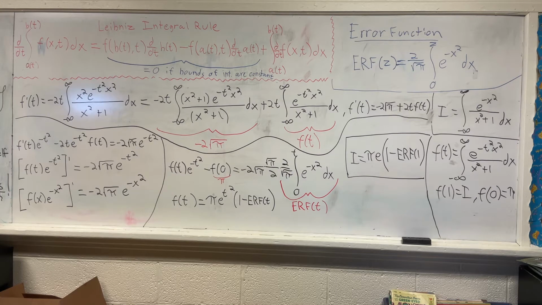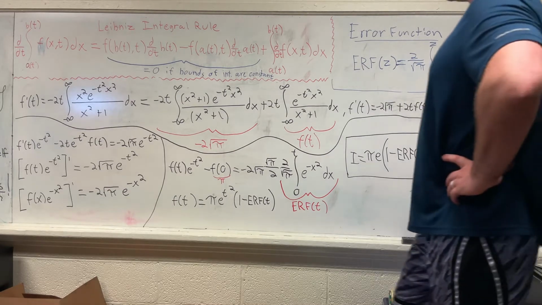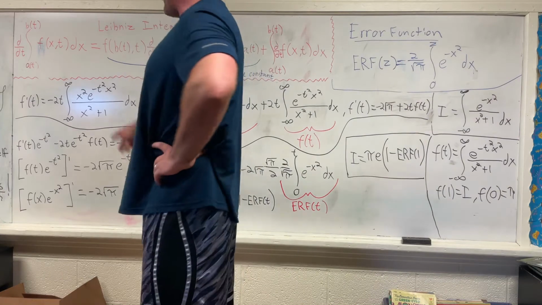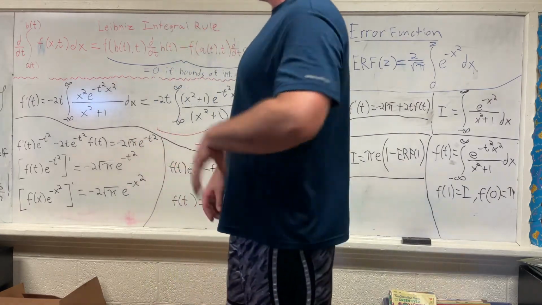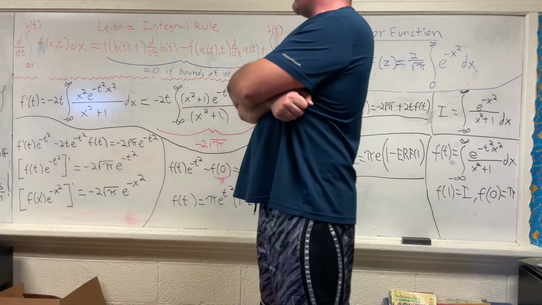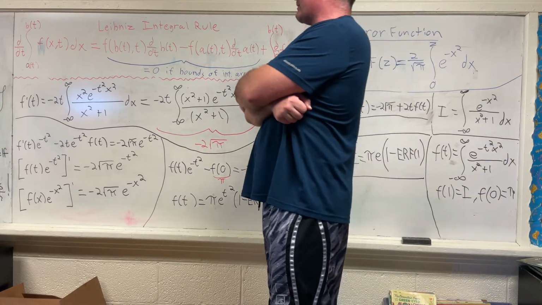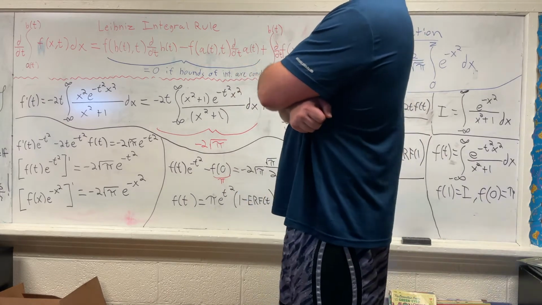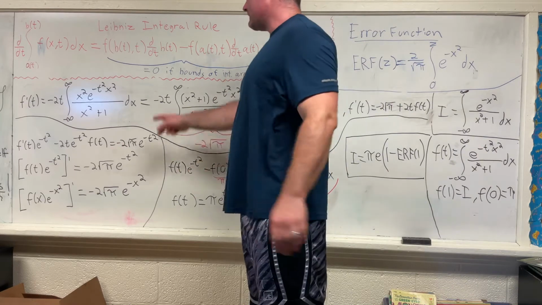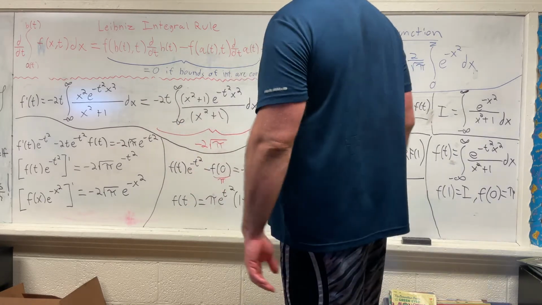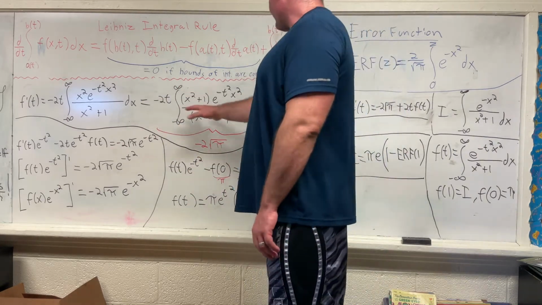Our next step is to take a derivative of f of t with respect to t using the Leibniz rule, by simply taking a partial with respect to t of that integrand. And what you get if you do that is that f prime of t is equal to negative 2t times the integral from negative infinity to infinity of x squared e to the negative t squared x squared over x squared plus 1 dx. And we're just going to perform a little rewrite of that.